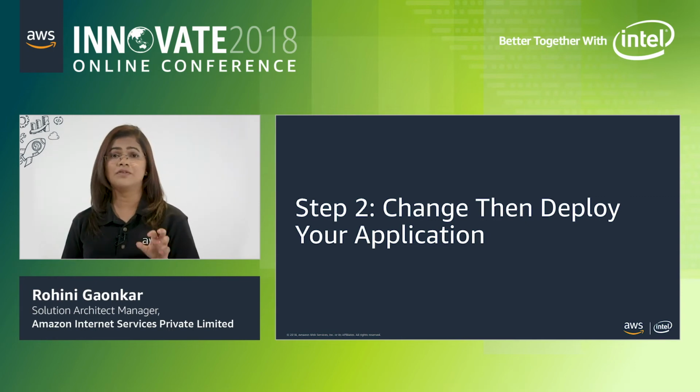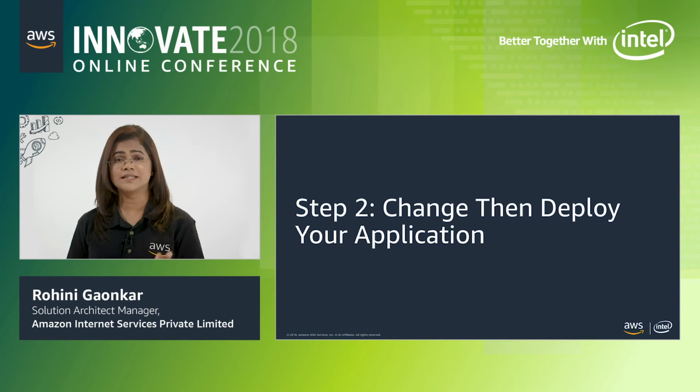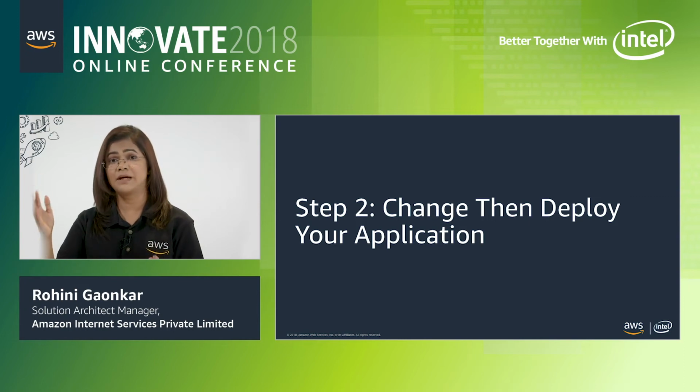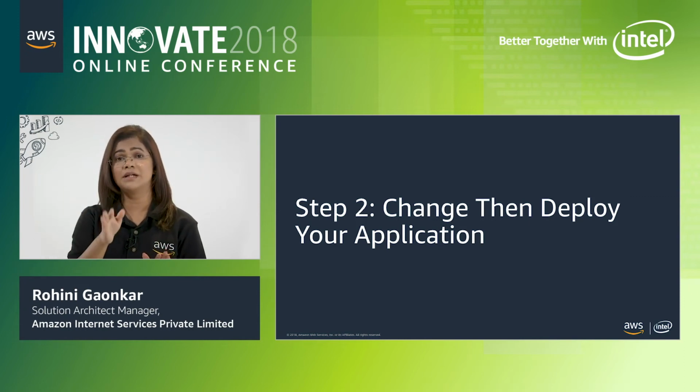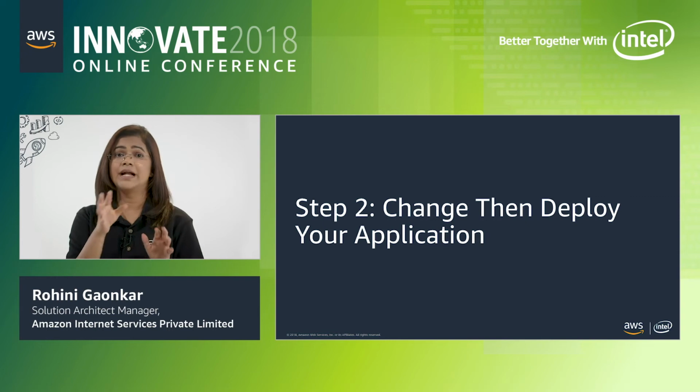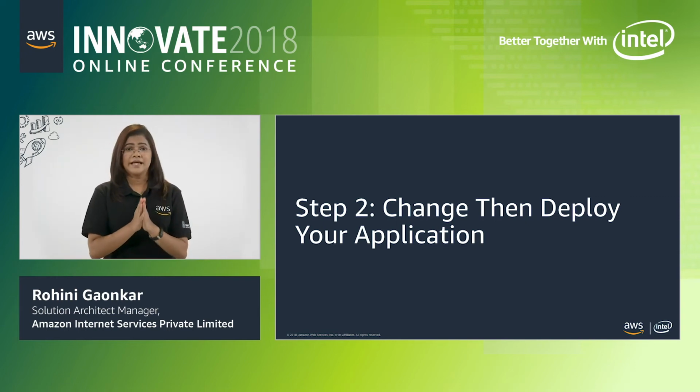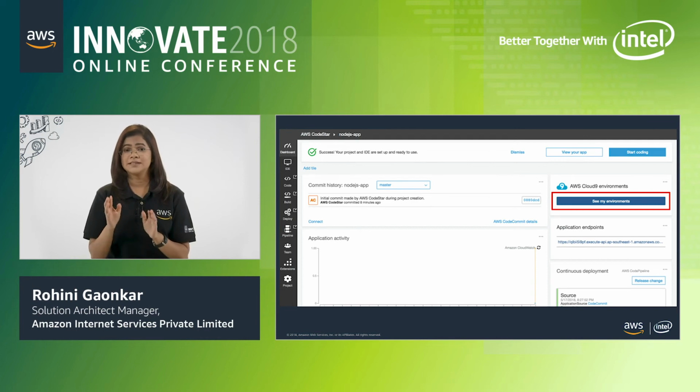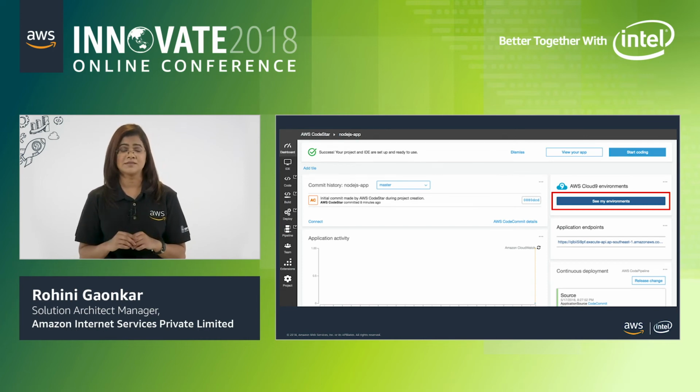In this step, we will make minor changes to the sample application code with Cloud9, then commit the changes to CodeCommit, which will tell the pipeline to automatically trigger build of the code via CodeBuild and deployment via CloudFormation to Lambda. Back in the AWS CodeStar dashboard, select See My Environments.